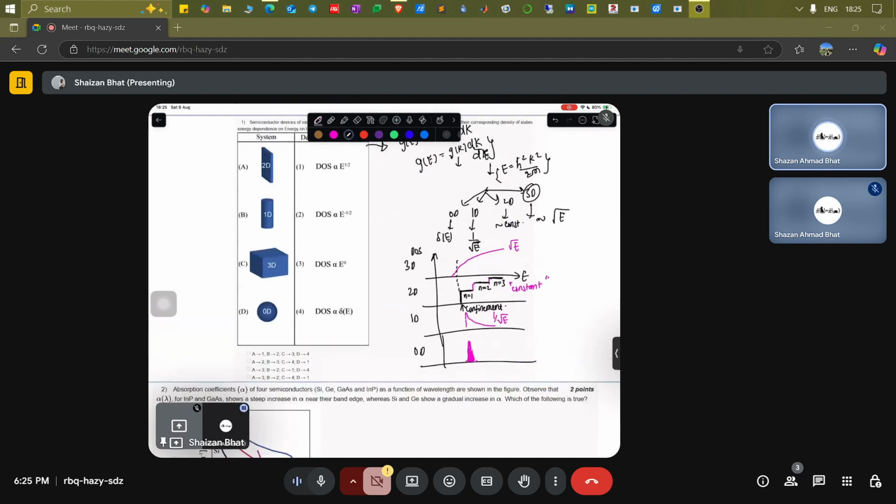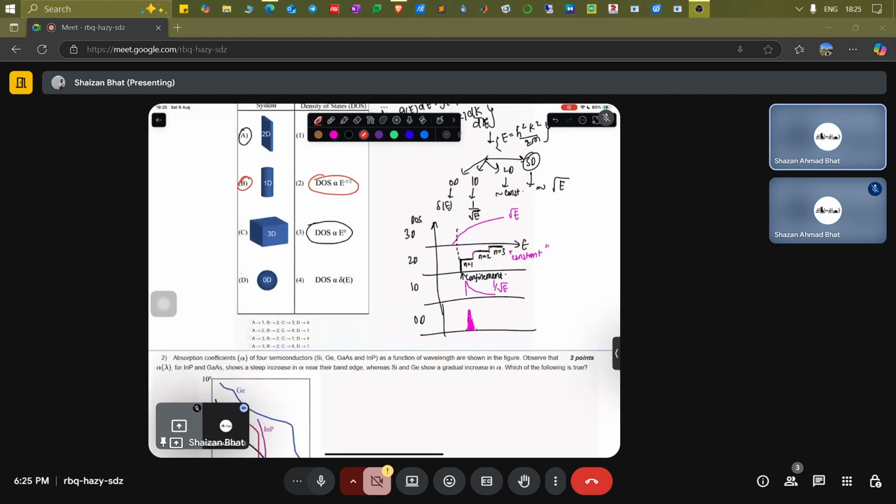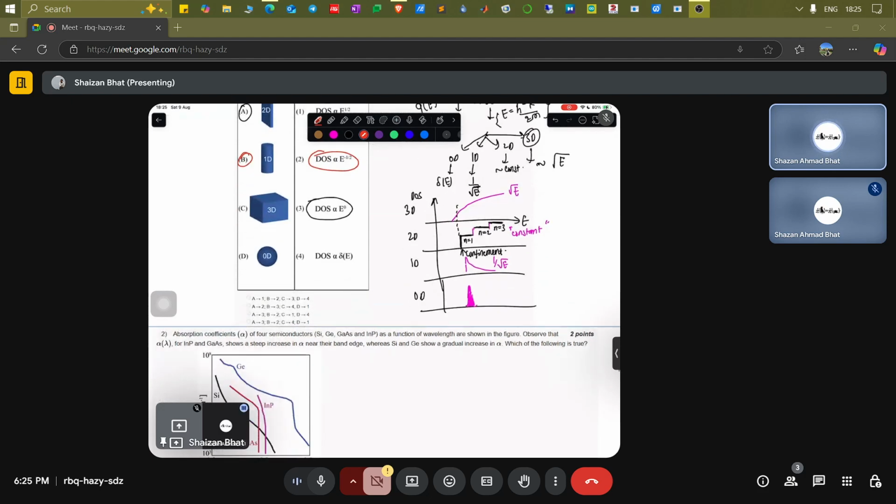So for the 2D case, you have density of states to be constant. For the 1D case, you have density of states to be inversely proportional to the square root of E. So the correct option should be, I should say, for A it's 2, for B it's 3. It should be this particular option.